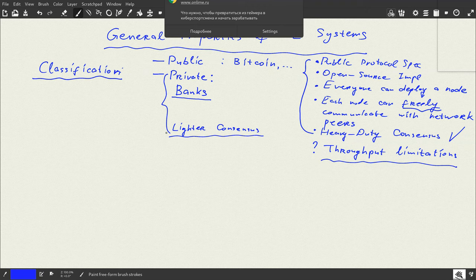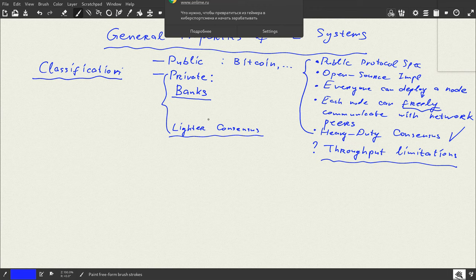what kind of consensus algorithms may we use in this case? Exactly. Very good question. So, indeed, these are lighter consensus algorithms. We are going to discuss them. Actually, we'll start discussing them even, I think, in this lecture, and proceed in full detail in the next one on Monday.